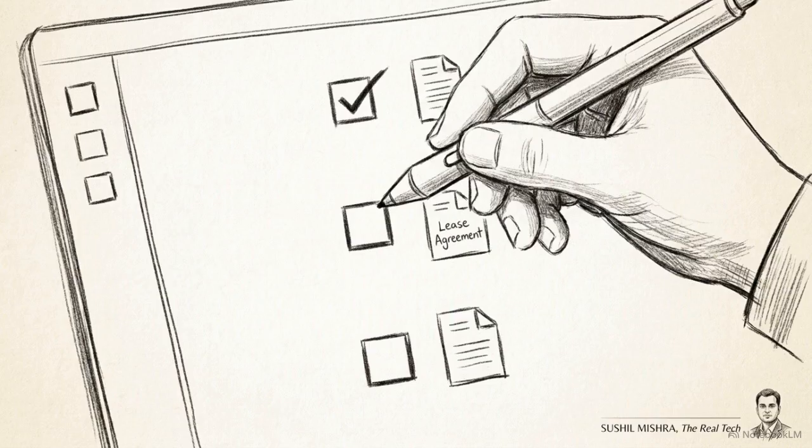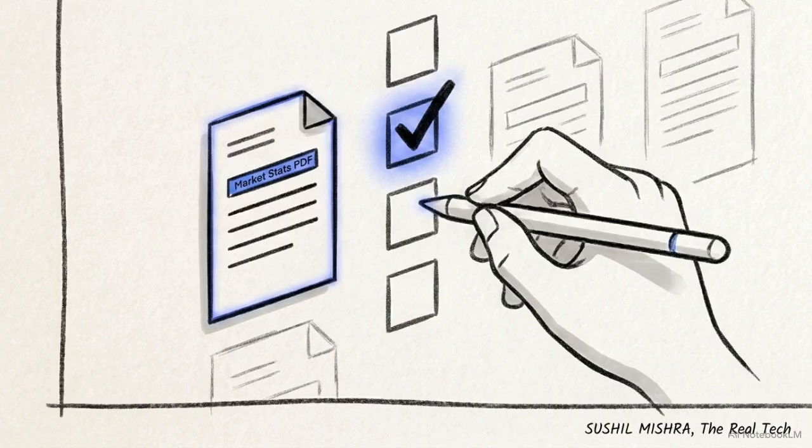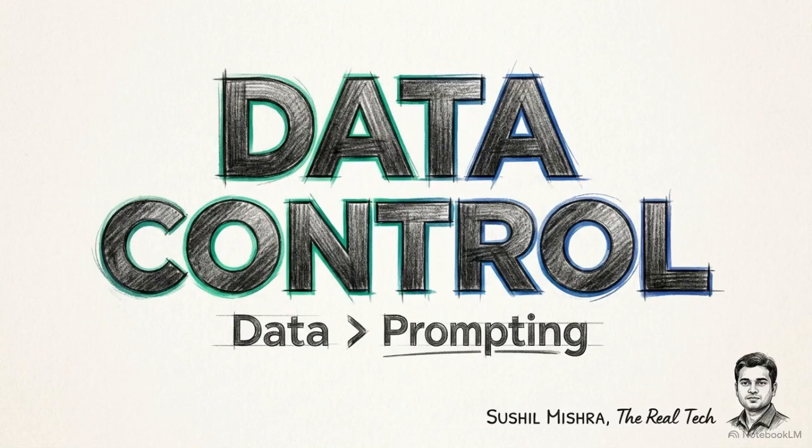You can control the AI's focus using the source checkboxes. By deselecting irrelevant files, you ensure the AI only draws its answers from the specific market statistics you currently need to review. The system's accuracy depends on strict curation. The real work isn't in the prompting. It's in toggling the right data for the right task.